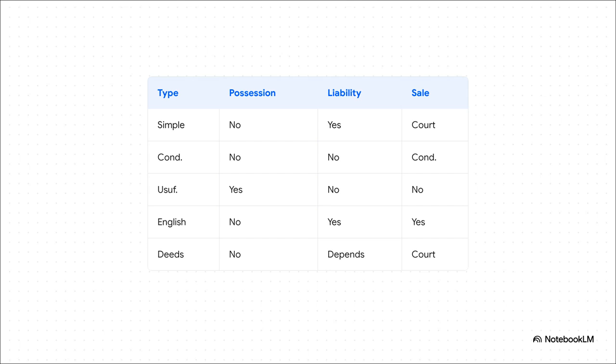For simple mortgage, possession is no, personal liability is yes, right of sale is through court. Conditional sale, possession no, personal liability no, right of sale conditional. Usufructuary, possession yes, personal liability no, right of sale no. English, possession no, personal liability yes, right of sale yes. And title deeds, possession no, personal liability depends, right of sale through court. I want you to use a ruler and pencil to draw these exact columns neatly in your exam booklets.